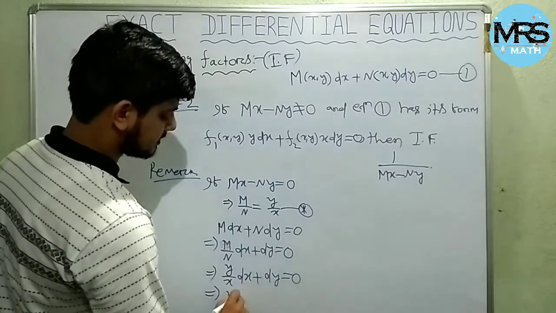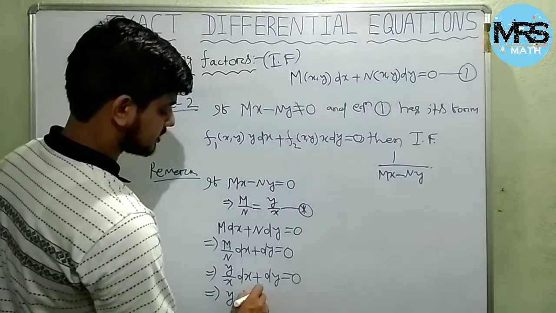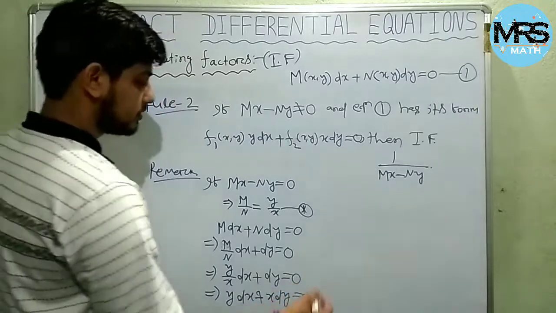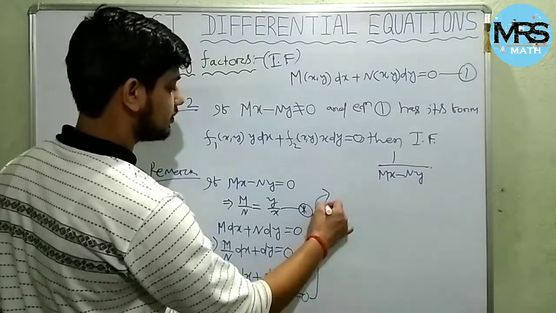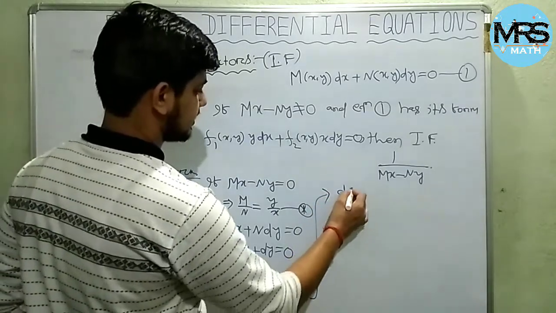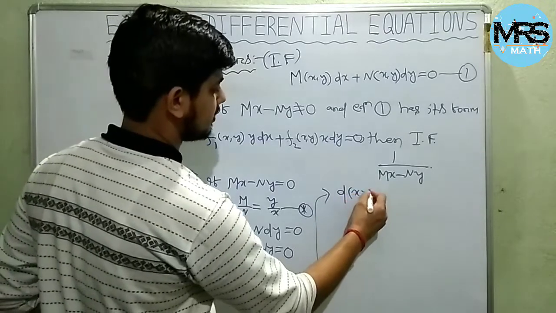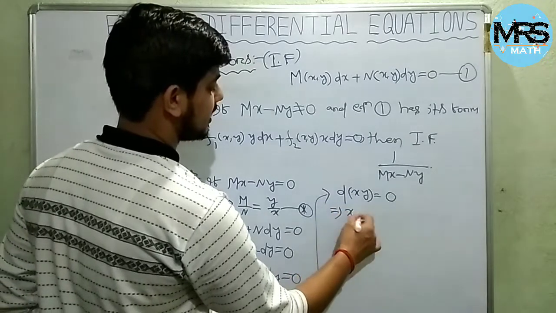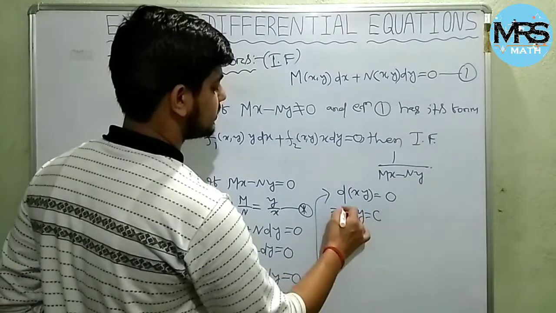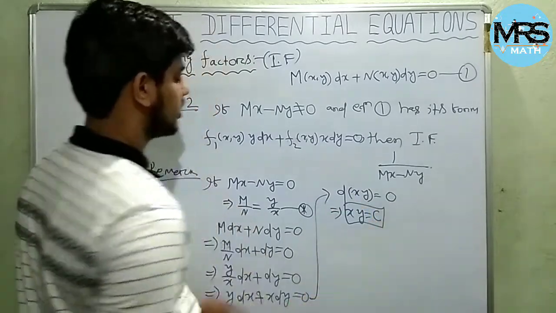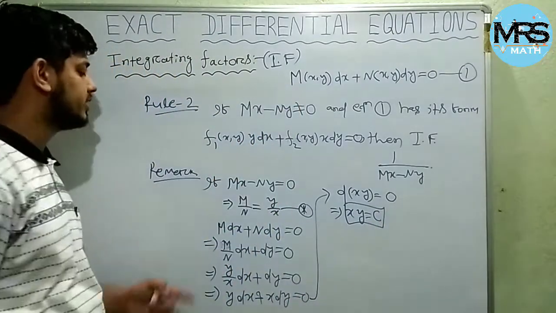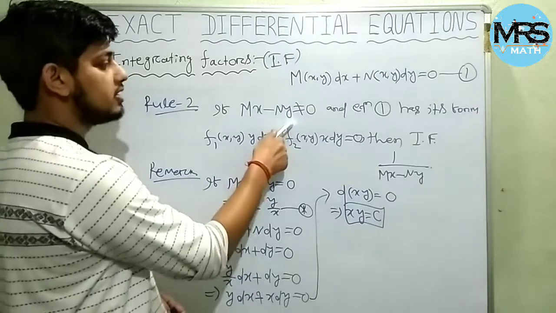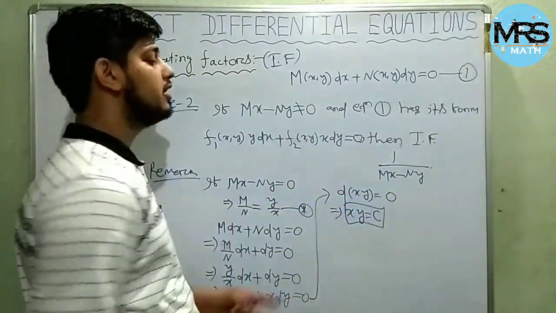Now y dx plus x dy equal to 0. So you can write this as d of xy equal to 0. Integrating both sides, we will get xy equal to c. So this will be the solution for the differential equation 1 if Mx minus Ny is equal to 0. But if it is not equal to 0, then the integrating factor will be this one.